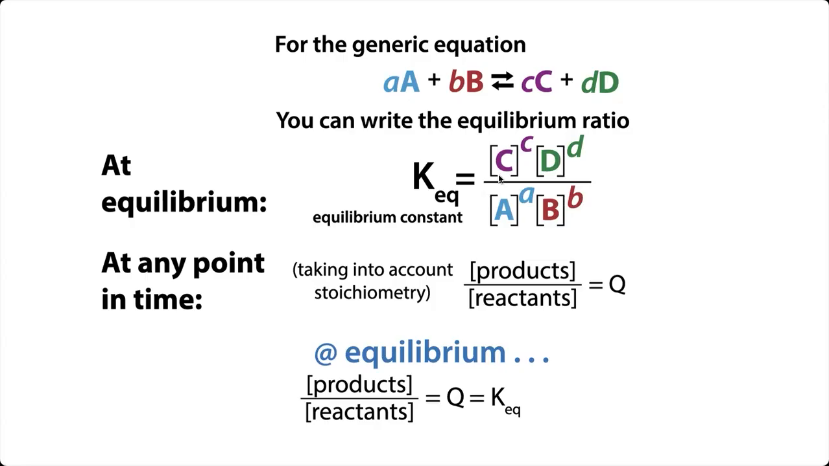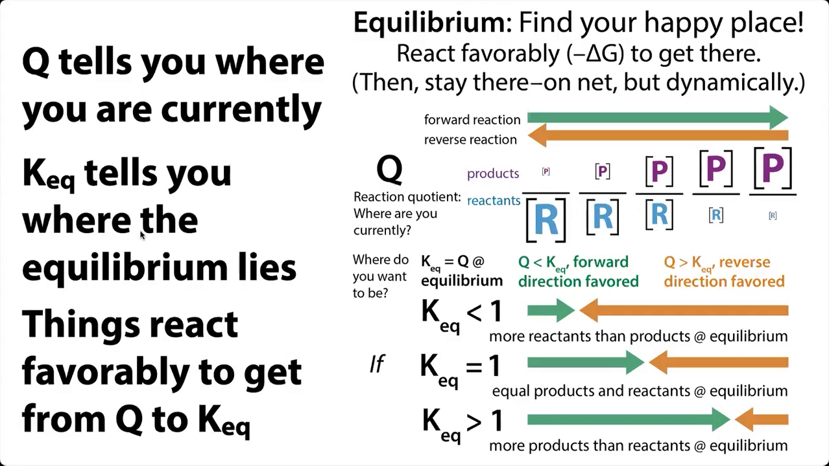KEQ is at equilibrium. The concentrations are at equilibrium. I'm stressing this because you can take one of these ratios at any point in time. You can get this ratio of products to reactants that we call Q, or the mass action ratio. So Q is at any point in time, and KEQ is Q when you're at equilibrium. Q tells you where you are currently in terms of the concentrations of products and reactants. KEQ tells you where the equilibrium lies. So what are the concentrations of products and reactants at equilibrium?